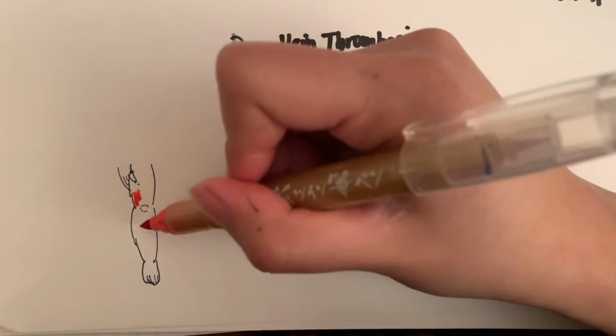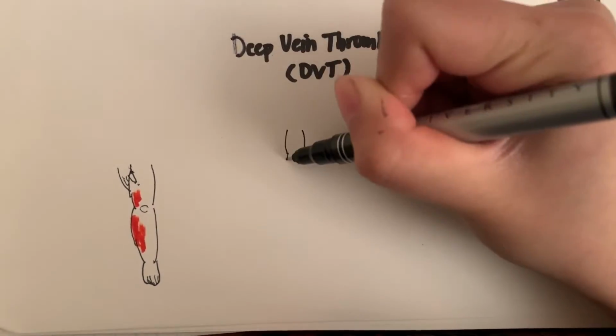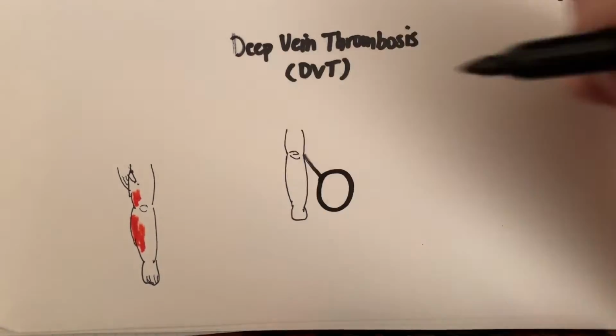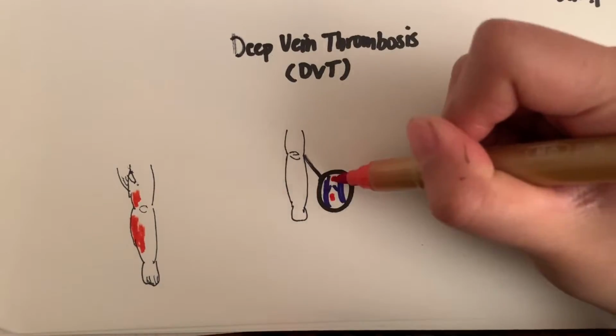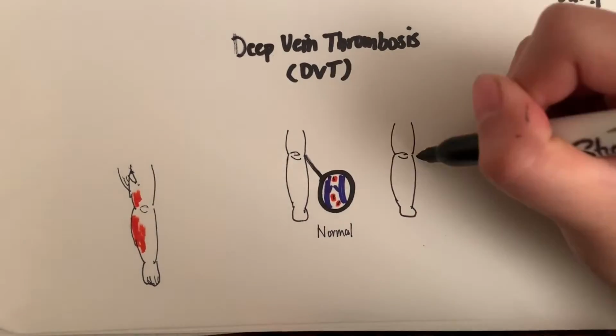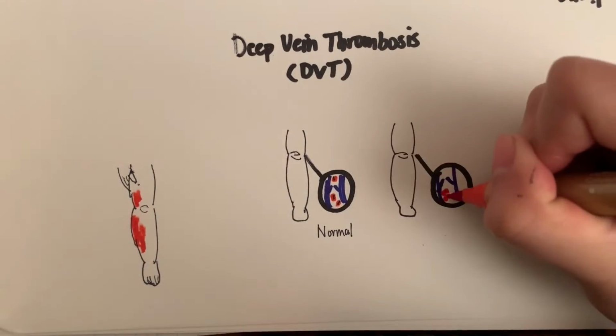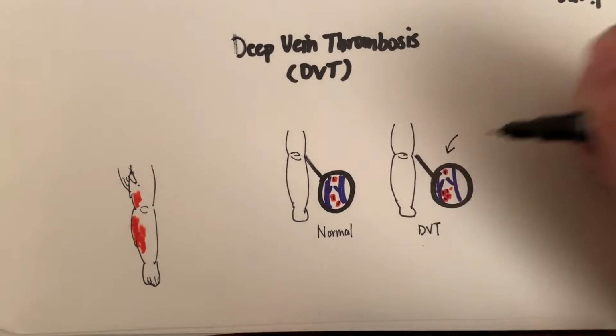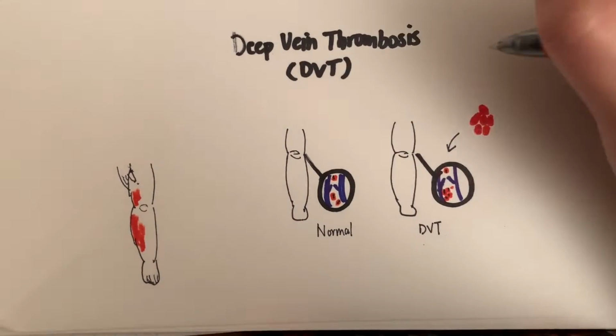DVT is caused by a thrombus in a deep vein. In the middle drawing, there is a normal leg which shows valves that assist with blood flow and help to return blood to the heart. However, in the drawing on the right, it has DVT. There is thrombus occurring within these veins, interrupting normal blood flow.